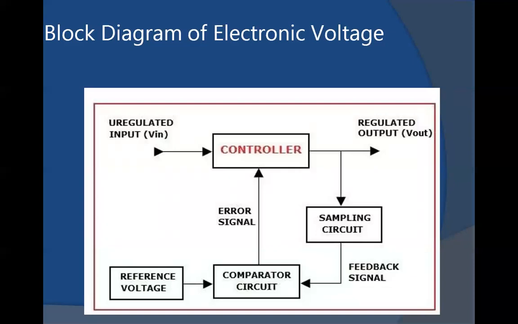In the comparator circuit, it will compare the feedback signal with the reference voltage, which will be a fixed voltage. So the comparator compares these two values, the feedback signal as well as the reference voltage. The comparison output will be given, which will act as the error signal for the controller. So the controller will adjust based on the error signal and provide the output at the regulator circuit.